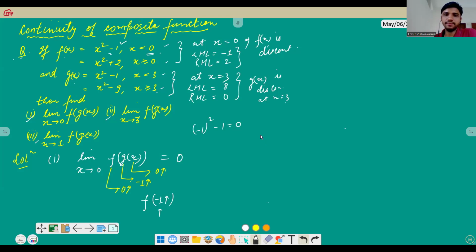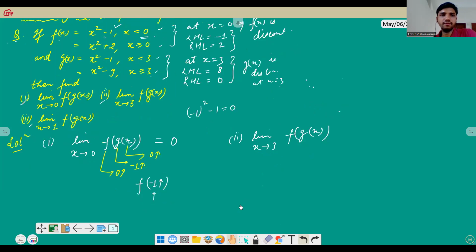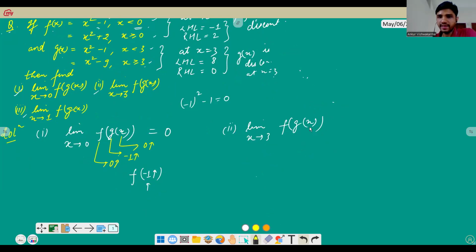Okay. Now, let's move on to the second part. The second part is a little bit interesting. We need to find the limit. Let me write here only. We need to find the limit as x tends to 3 of f of g of x. So when x is approaching 3, where g is approaching, that we need to check. Just look at the definition of g(x).